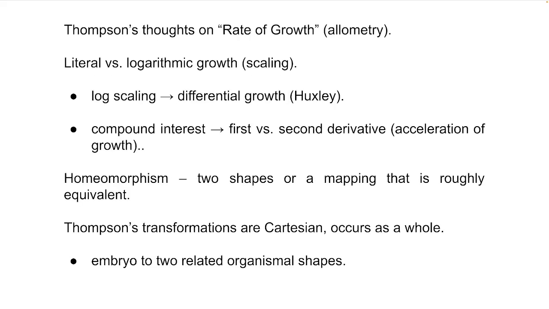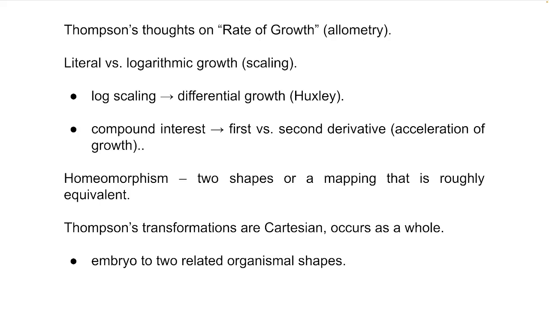Now, he also had some thoughts on things like rate of growth, which is, of course, now known as allometry. Medawar points out that the way Thompson thought about the rate of growth is very different than the way that, say, Huxley thought about differential growth, or that we use log scaling in modern allometry to describe the difference in rate of growth between two parts of the organism. So in allometry, we might look at head size versus body size, brain size versus body size, snout length versus tail length, or snout length versus body size.